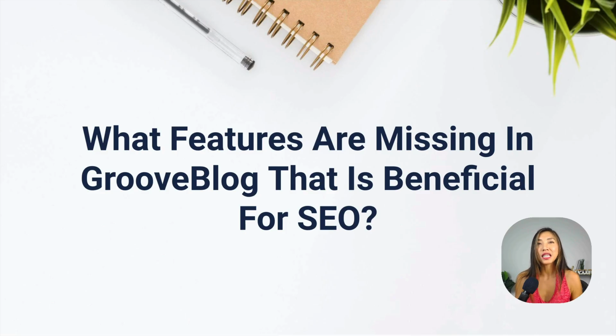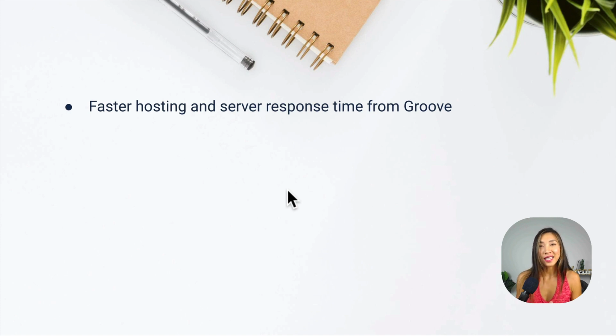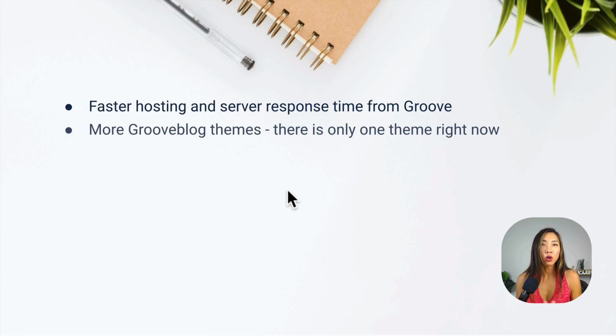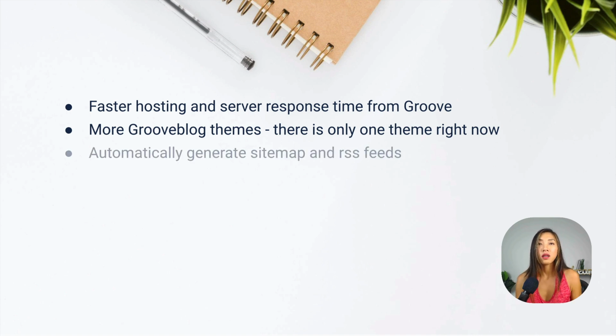What features are missing in Grooveblog that are beneficial for SEO? So far, from what I can see at this present moment on the 24th of September 2021, I would say faster hosting and server response time from Groove. More Grooveblog themes. Right now, there's only one theme that you can use, and I would like to see more themes with different layouts that are lightweight with UX design in mind. The ability to automatically generate a sitemap and RSS feeds would be great.